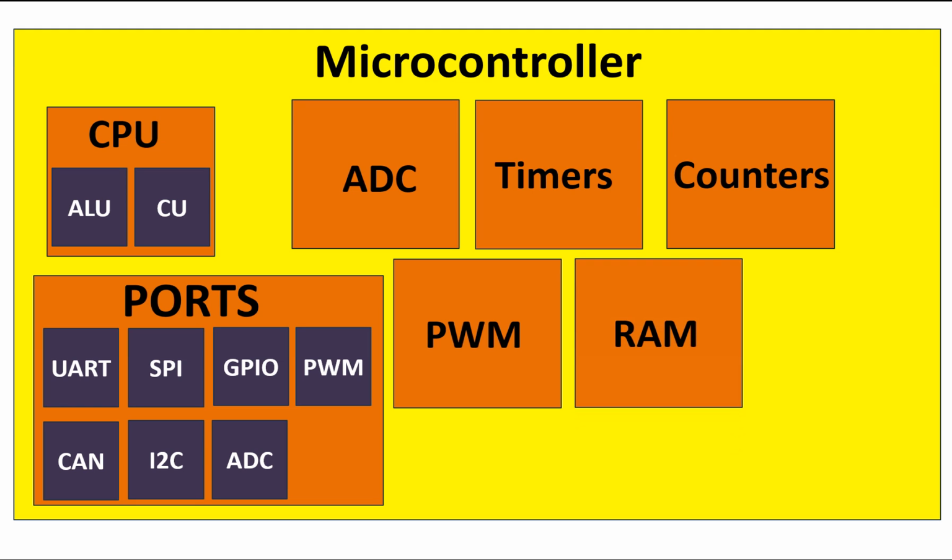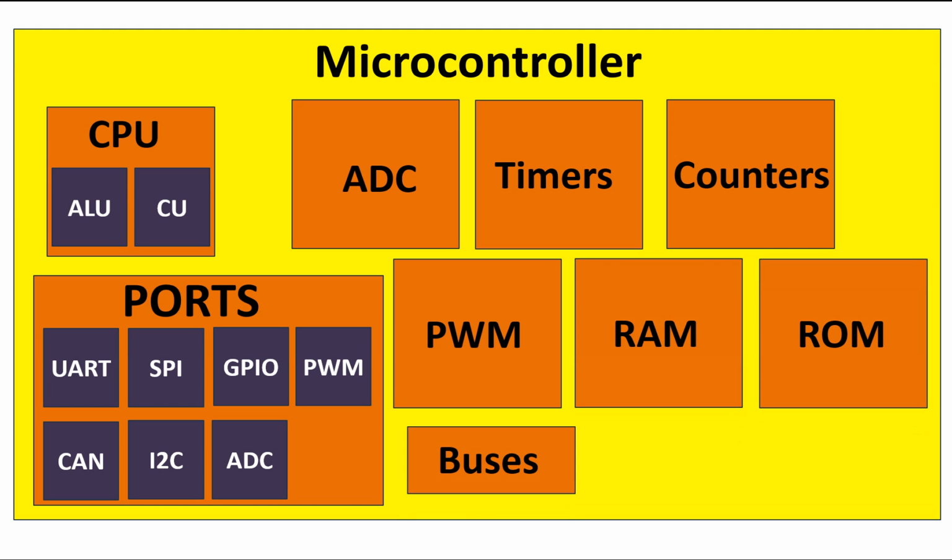Now then you have a RAM just like in a normal computer, then you have ROM, then you have buses which will connect all of these together, and then the output will be sent to the ports. So each of these ports has a module behind it which works. So in this way your microcontroller in short is just a computer with limited functionality for an embedded job.